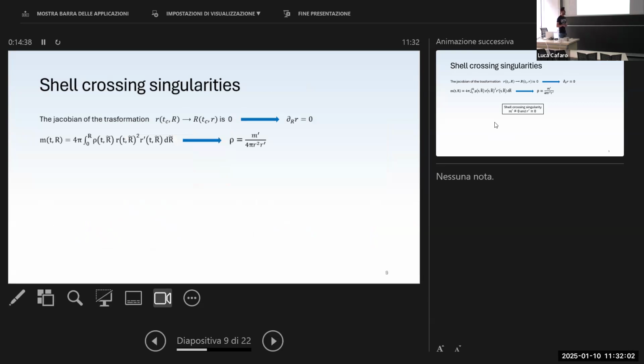When two shells cross, what is happening is that two different shells, labeled by two different comoving radii, share the same physical radius. So at that point, this transformation is no longer invertible. And you can check that the Jacobian of the transformation is actually 0. If we go back to the definition of the gravitational mass and we recover rho from it, you see that there is a prime, with prime being the derivative with respect to the comoving radius, in the denominator. So if it is 0, then it might happen that m prime too is equal to 0. In that case, rho is allowed to be finite. If that happens, we talk about shell crossing. But in the general case, m prime is not 0. And also in the cases that I showed you before, m prime is different from 0, which means that you get shell crossing singularities. And those are real singularities.